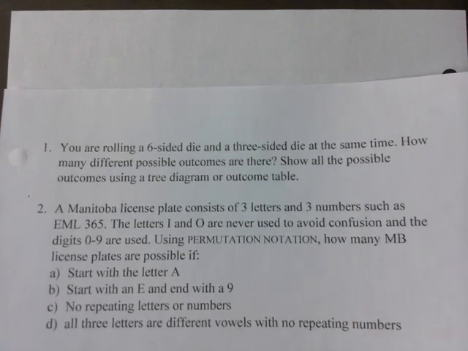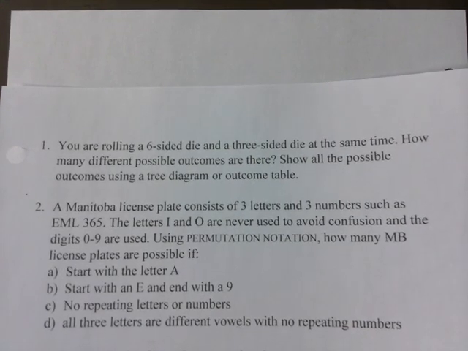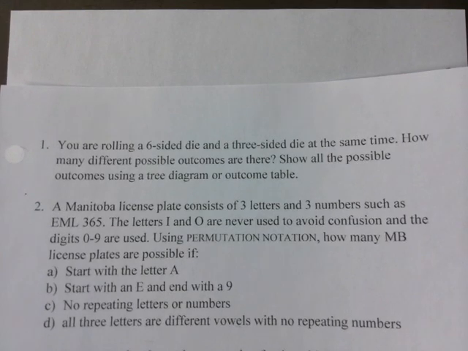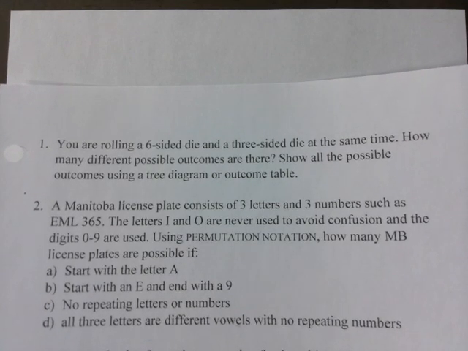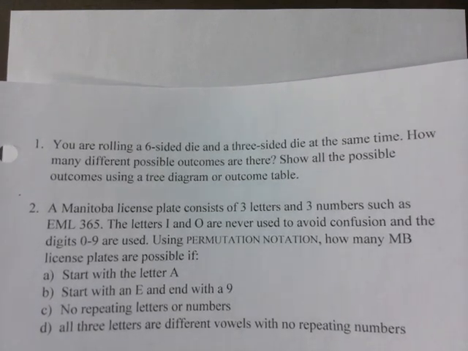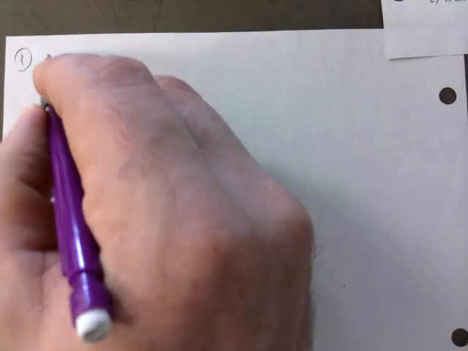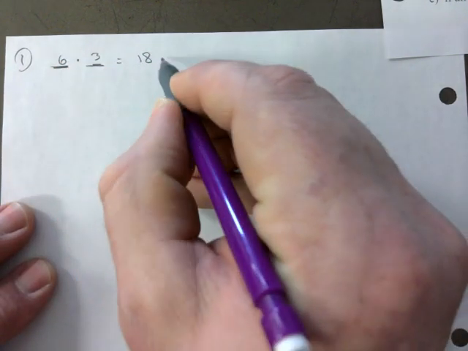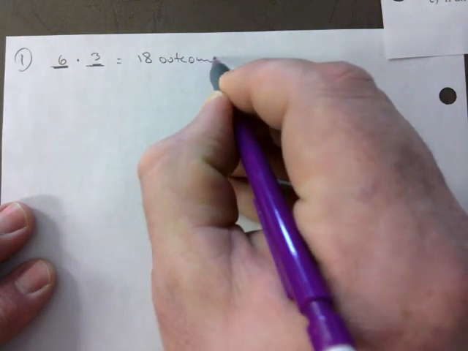Okay, so we'll do the first one: rolling a 6-sided and a 3-sided die at the same time. How many possible outcomes are there, using a tree diagram or outcome table? Normally we would just go, first event is a 6-sided die, so you've got 6 options and then 3, so you want 18 outcomes, essentially.